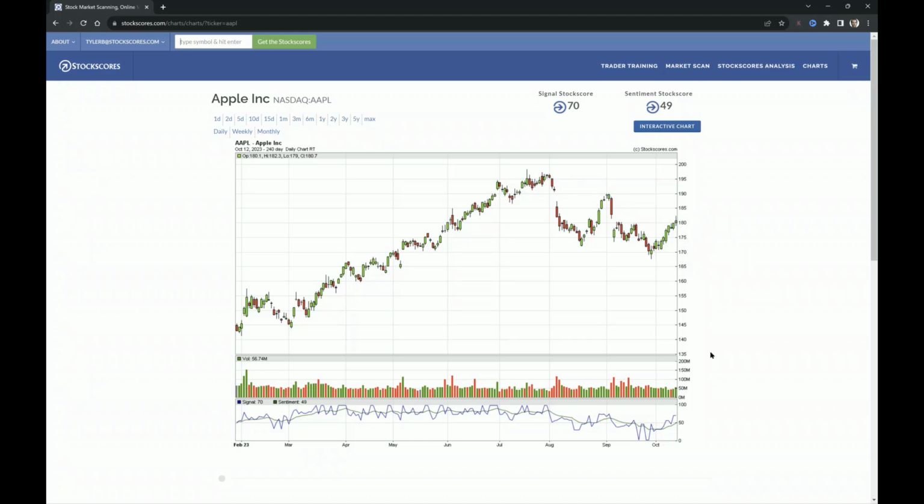Question, typical intended hold time for position trades? I would say anywhere from 2 weeks to 3 or 4 months. You know, this one longer. This would have been a hold for 5 or 6 months, but that's a good sort of window.